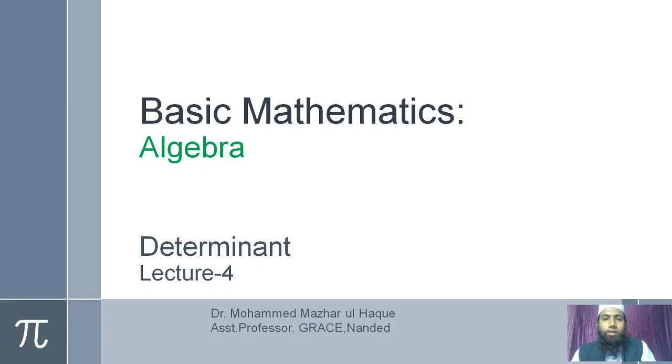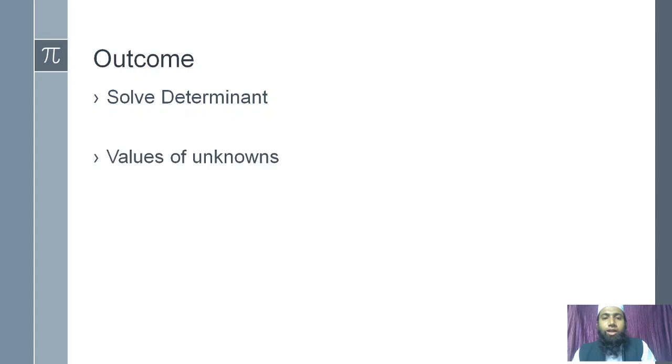We have started algebra and already we have covered the first portion, logarithm. In today's lecture, we will start the determinant and in successive lectures, we will try to cover the determinant portion. So, the objective of the lecture is to first of all understand the concept of determinant and with some examples be familiar, and the outcome is to understand and to find some unknown values within the determinant.